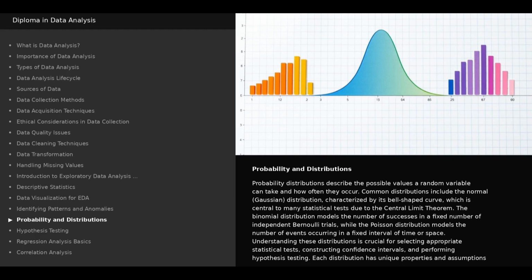The binomial distribution models the number of successes in a fixed number of independent Bernoulli trials, while the Poisson distribution models the number of events occurring in a fixed interval of time or space. Understanding these distributions is crucial for selecting appropriate statistical tests, constructing confidence intervals, and performing hypothesis testing. Each distribution has unique properties and assumptions that dictate its applicability in data analysis.